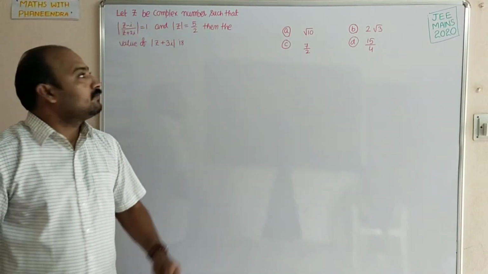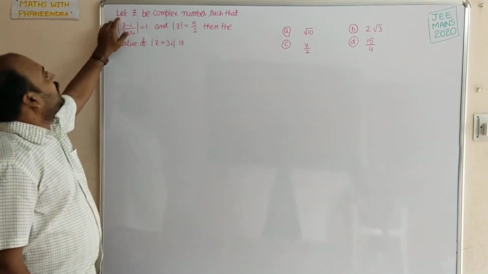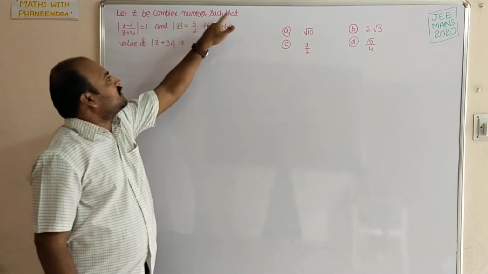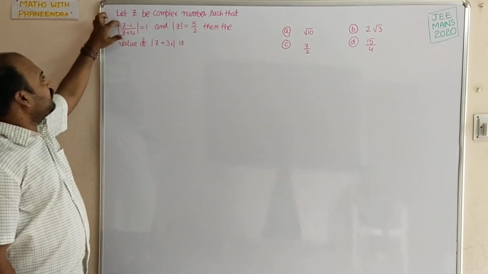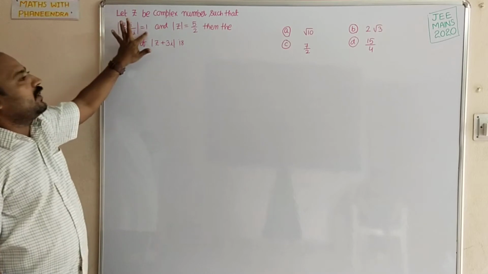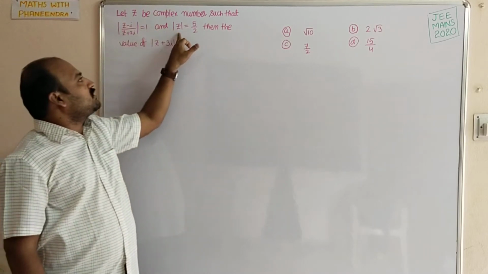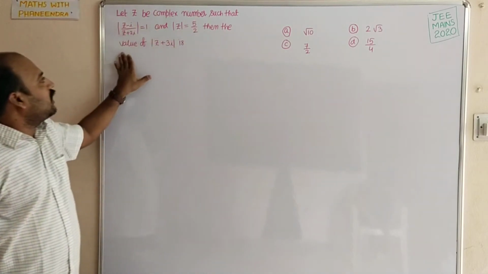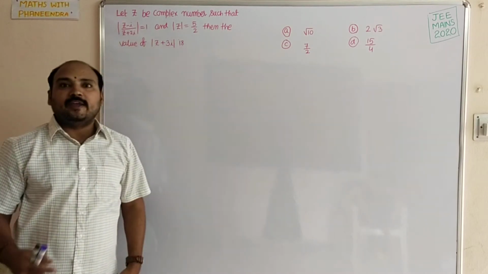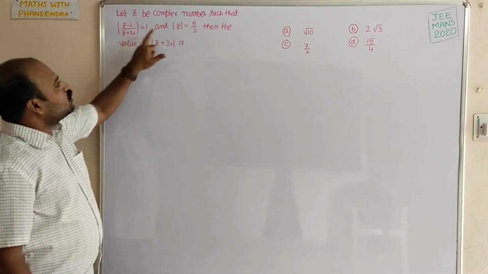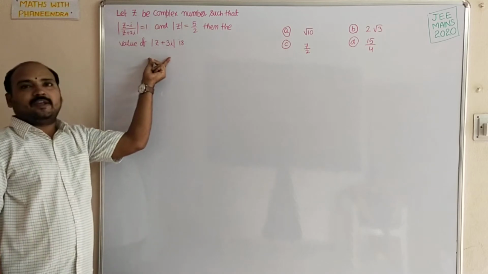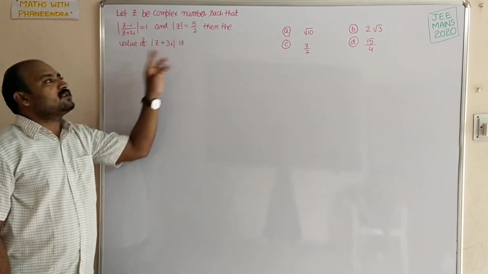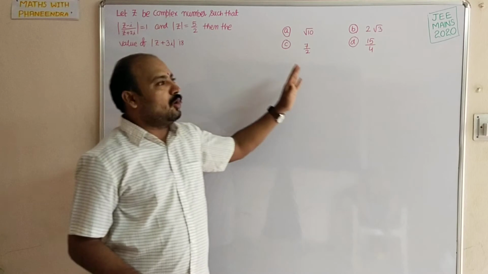The next question. Let z be a complex number such that mod of (z minus i) by (z plus 2i) equal to 1 and mod z equal to 5 by 2. Then the value of mod (z plus 3i) is. So by using these two conditions, we have to calculate the magnitude of z plus 3i among the options.